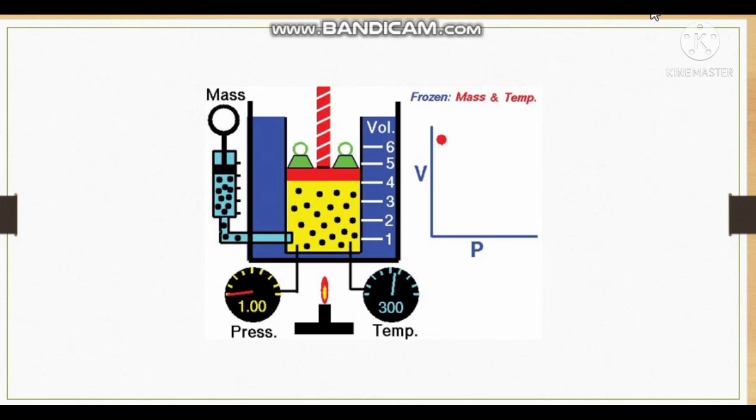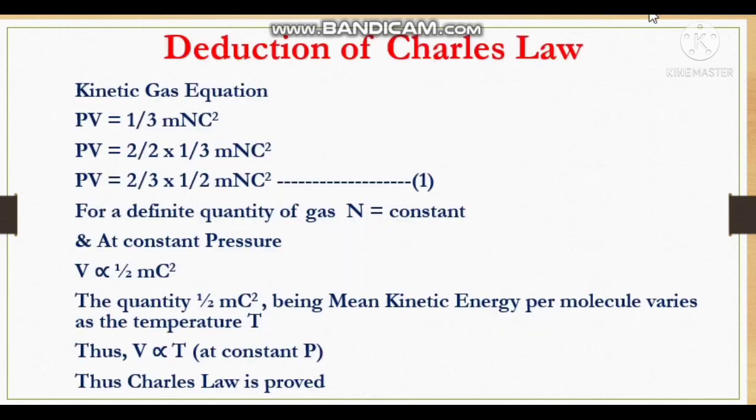So at constant pressure, the volume of a given mass of gas varies directly as the absolute temperature. Thus, this is called Charles' law. Now we will mathematically deduce Charles' law by using the kinetic gas equation. So this is the kinetic gas equation: PV is equal to 1 by 3 mnc square.